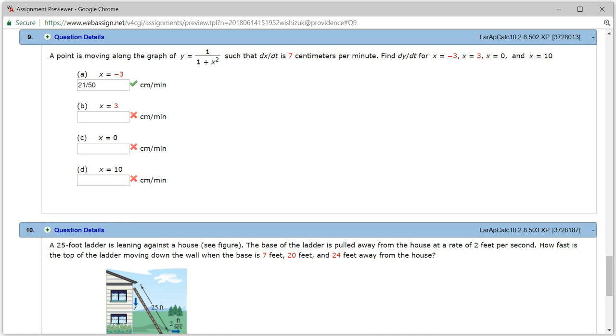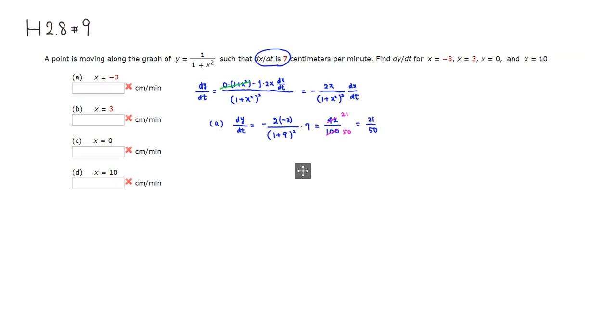As I said, for parts B, C, and D, all you have to do is change the value of x with the same derivative. That's it. I hope that this was clear.